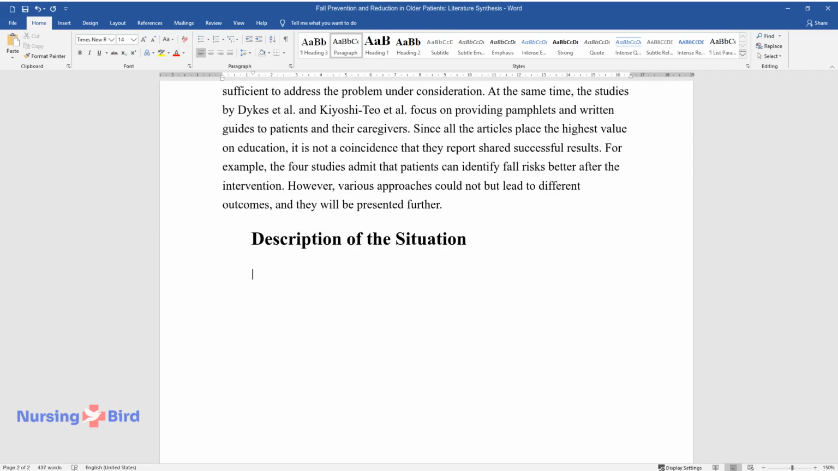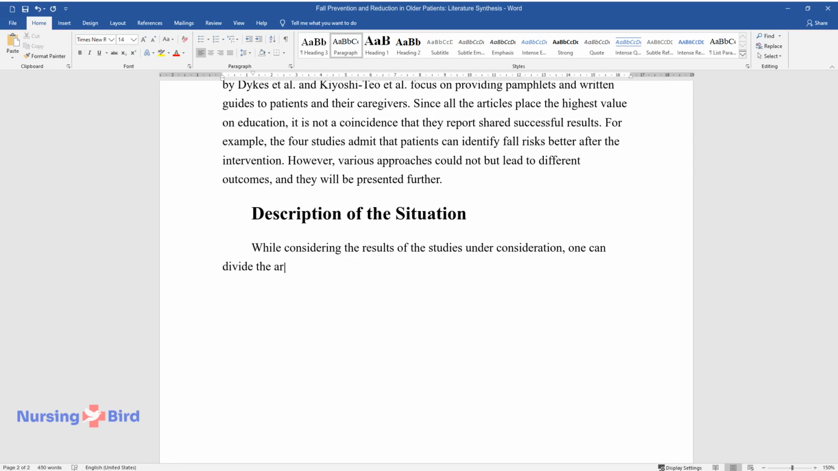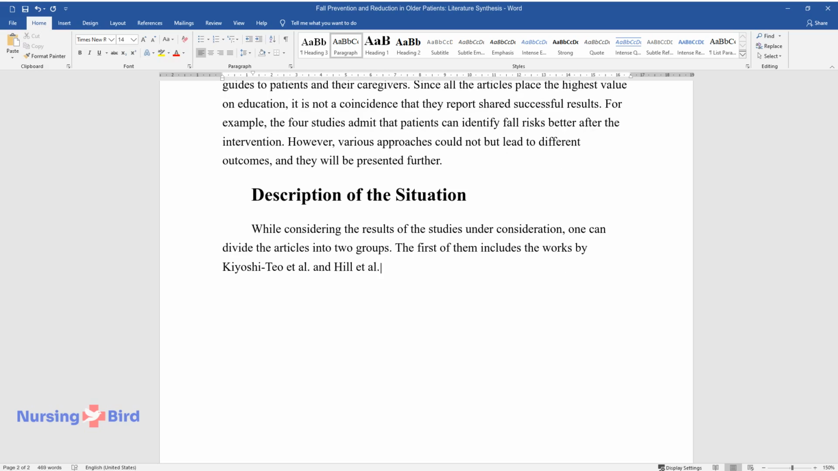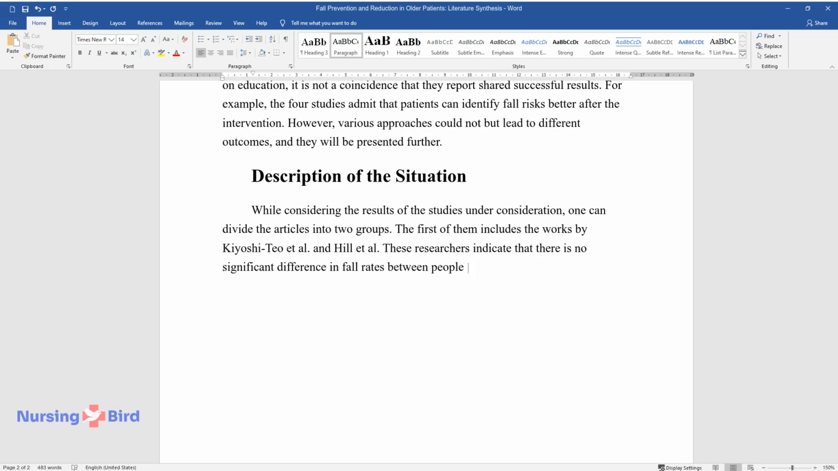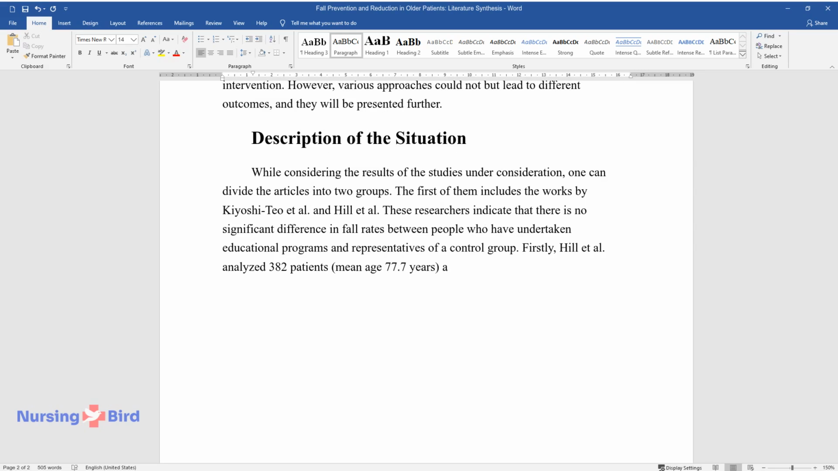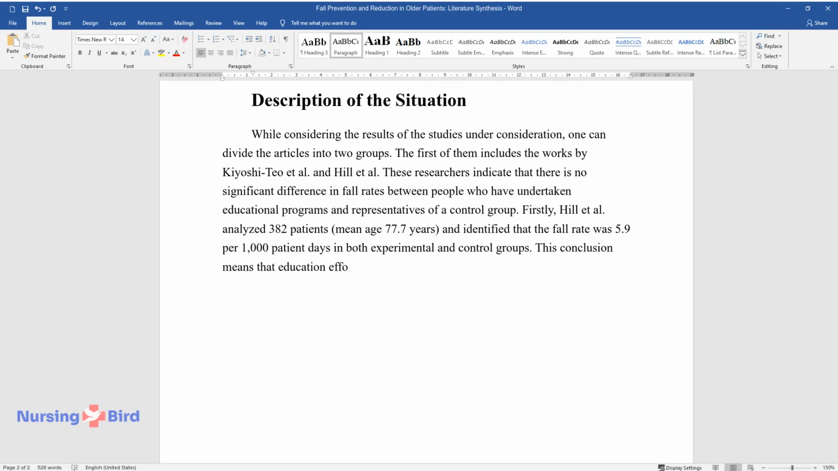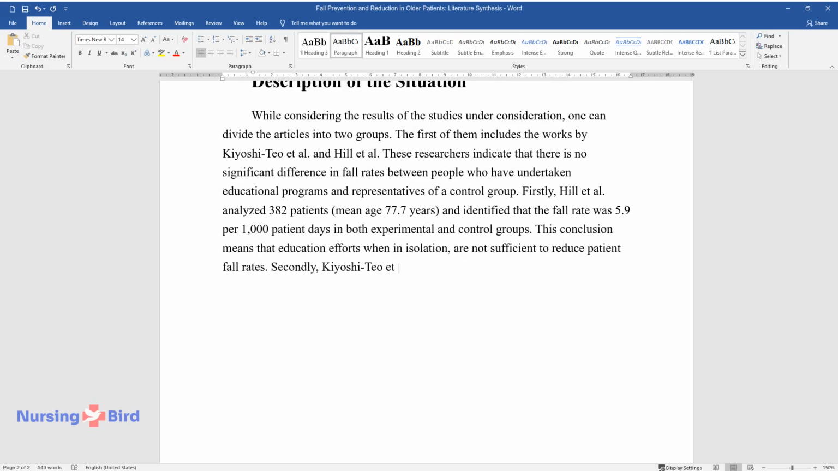Description of the situation. While considering the results of the studies under consideration, one can divide the articles into 2 groups. The first of them includes the works by Kiyoshi-Teo et al. and Hill et al. These researchers indicate that there is no significant difference in fall rates between people who have undertaken educational programs and representatives of a control group. Firstly, Hill et al. analyzed 382 patients, mean age 77.7 years, and identified that the fall rate was 5.9 per 1,000 patient days in both experimental and control groups. This conclusion means that education efforts when in isolation are not sufficient to reduce patient fall rates.